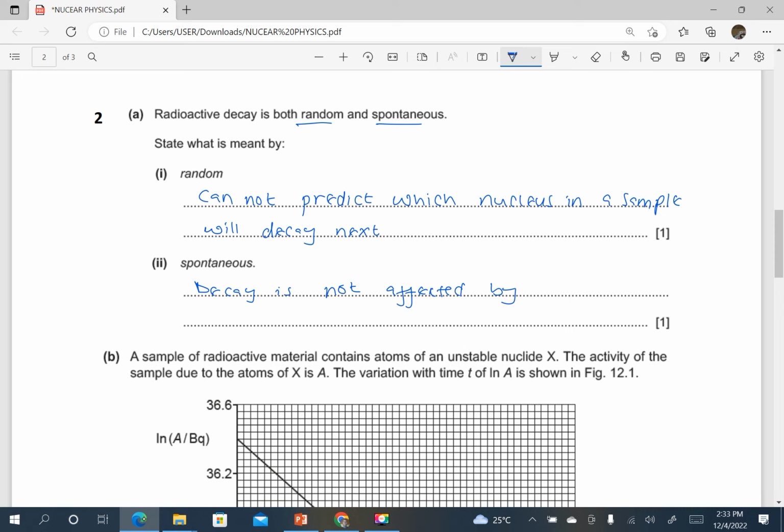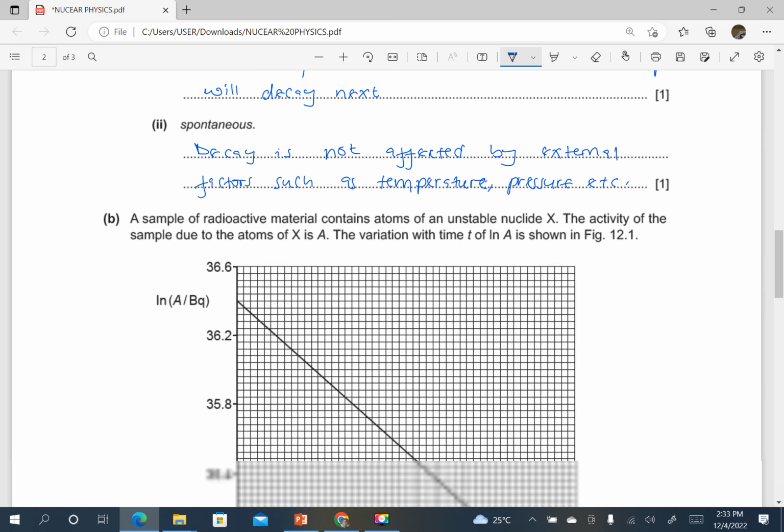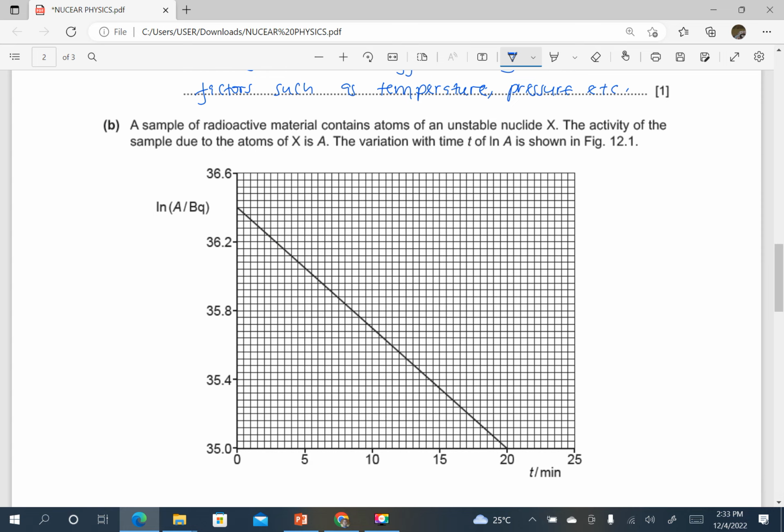Decay is not affected by external factors or environmental factors such as temperature, pressure, catalysts, etc. I think this was the hardest question for this student.